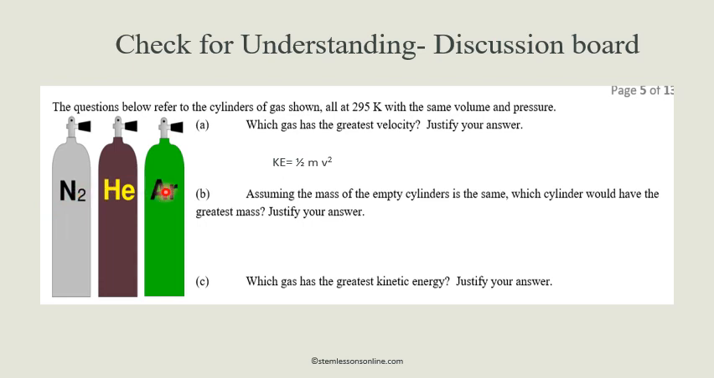The mass will be different. Look at the mass in the periodic table and see which one will have the greatest velocity to keep the kinetic energy the same, because the temperature is not changing. So the kinetic energy for each one will be the same. Look in the periodic table and see which gas will have the greatest speed or velocity. And then the next question is, assuming the mass of the empty cylinders is the same, which cylinder would have the greatest mass? Justify your answer. Again, you can look in your periodic table and see which one will have the greatest mass.